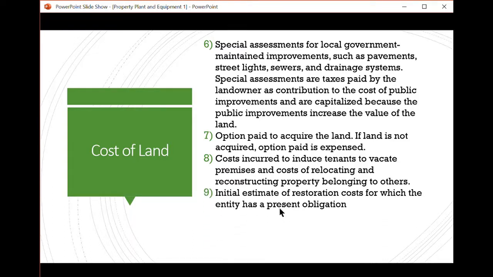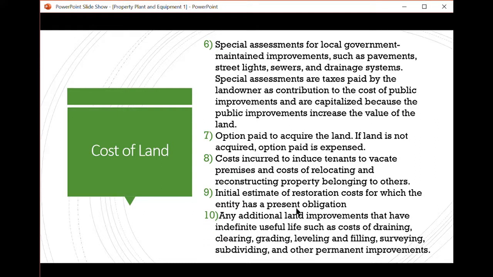Then you have the initial estimate of the restoration cost for which the entity has a present obligation, and any additional land improvements that have indefinite useful life, such as the cost of draining, clearing, grading, leveling, filling, surveying, subdividing, and other permanent improvements.